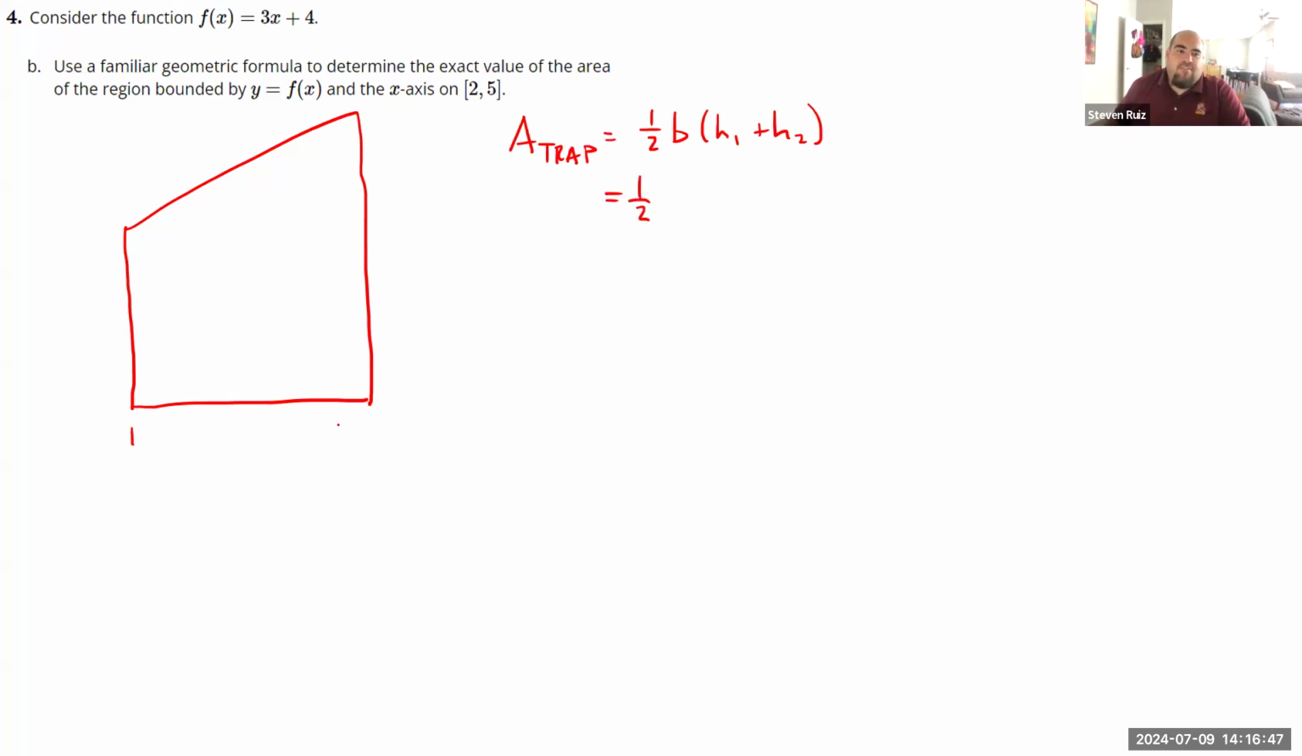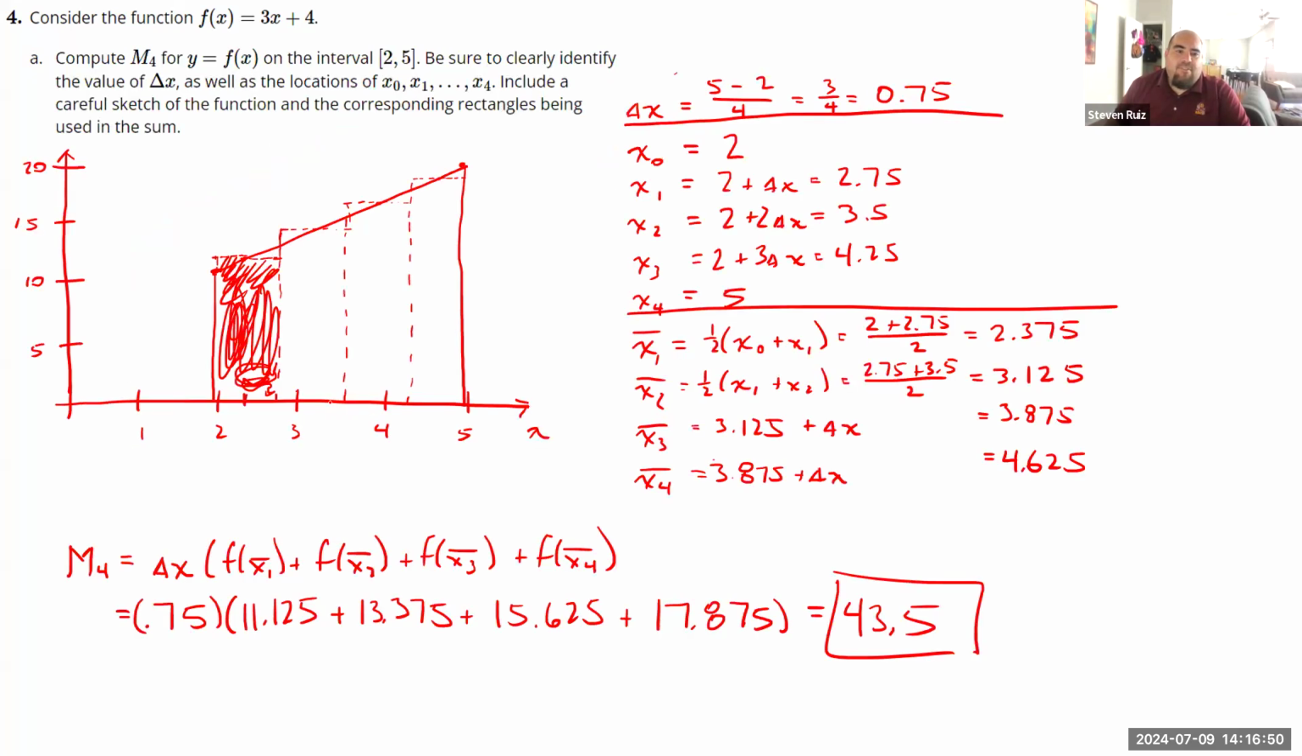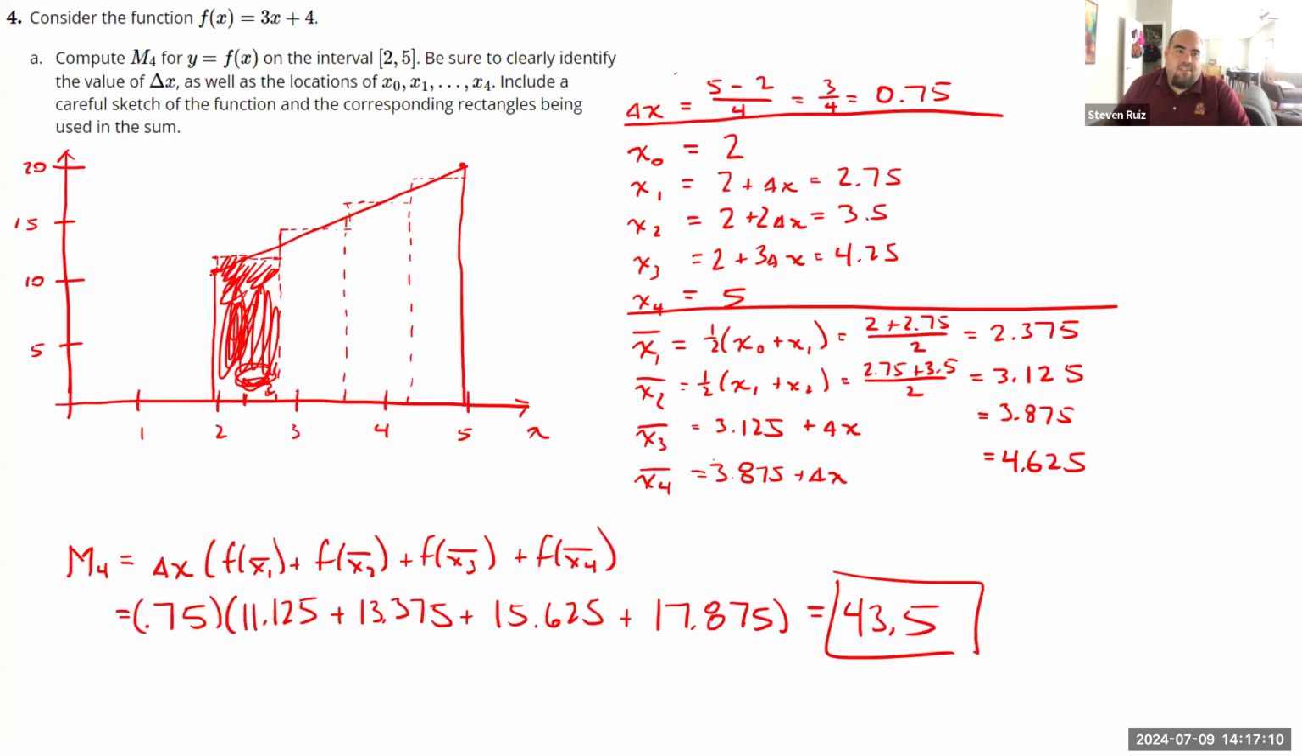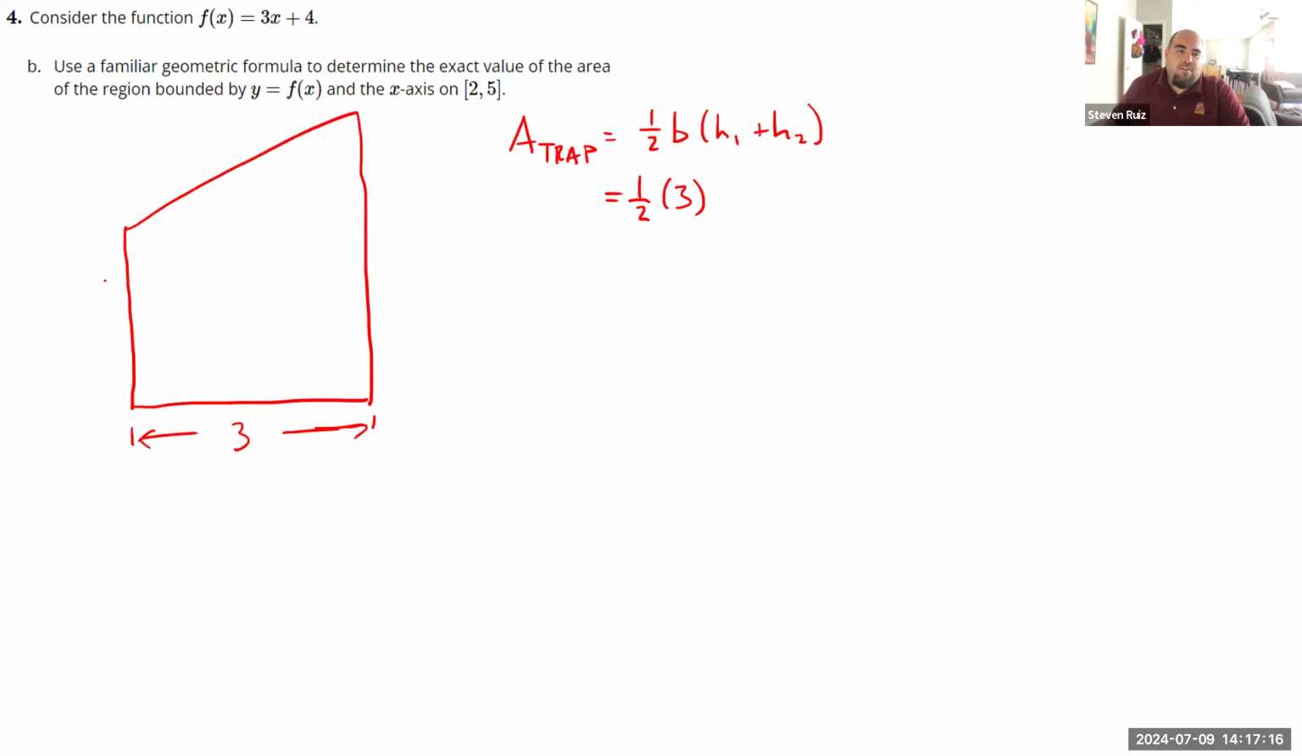What is the base length of this trapezoid? Well, if you go to our graph, this is 3 units long. Because the interval we're actually integrating over, or doing a Riemann sum over, is 3. So our base length is 3. What is this first height? I believe we said that was 10 because f of 2 was equal to 3 times 2 plus 4. So this is 10. And I think the other one we said was 19. If you plug in 5 for x, you get 19.